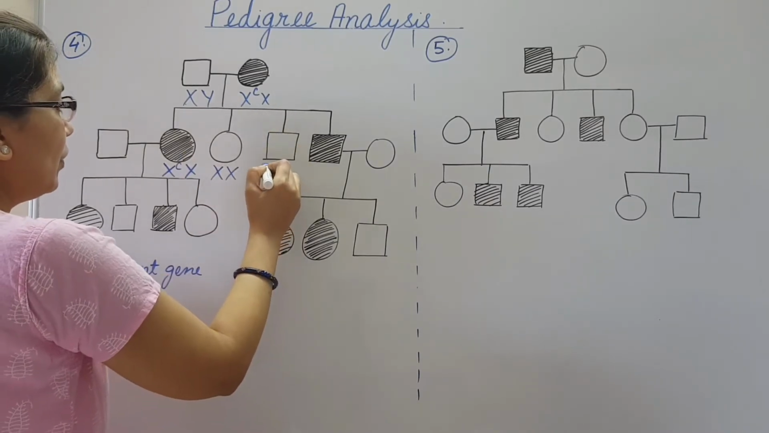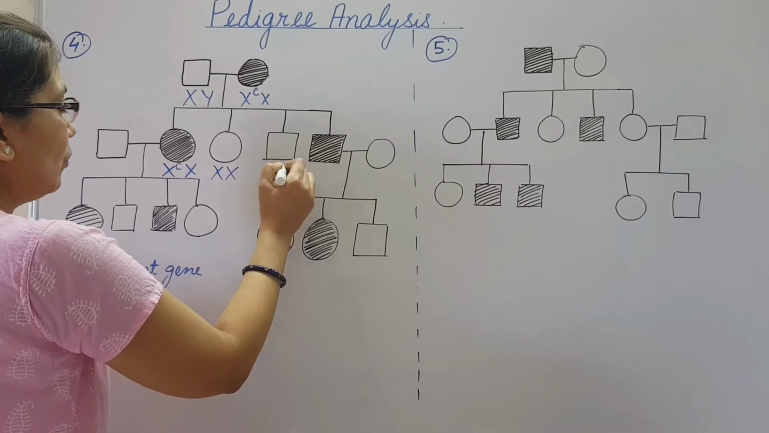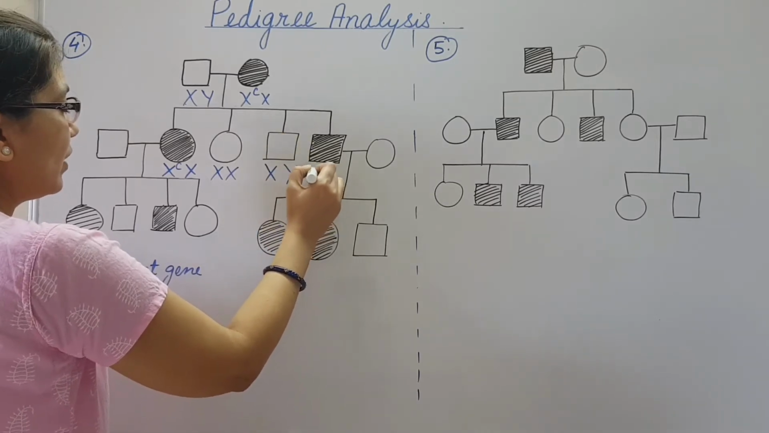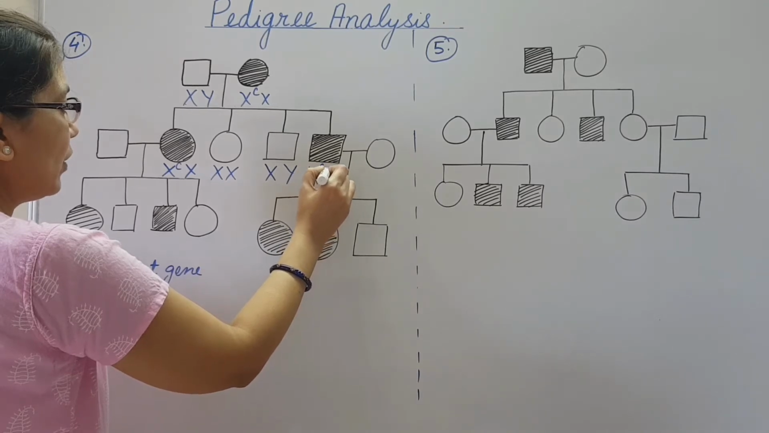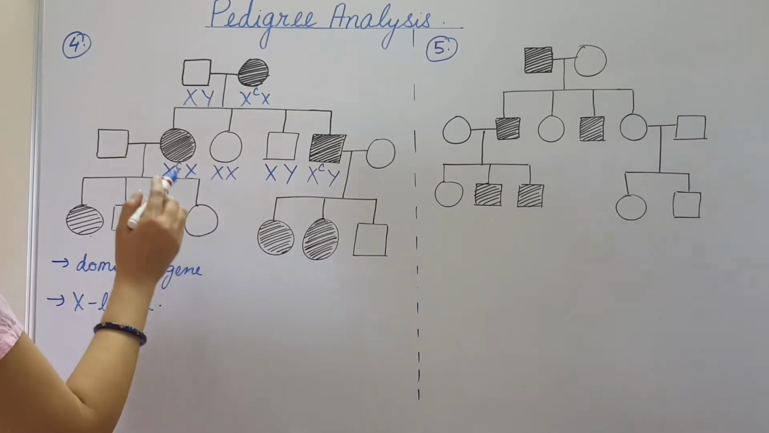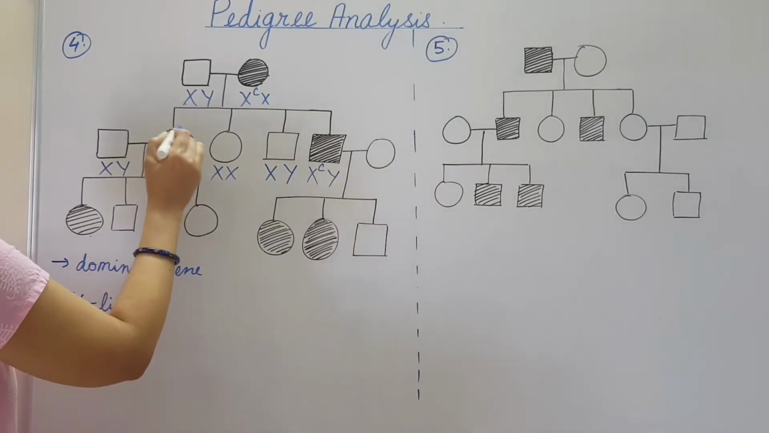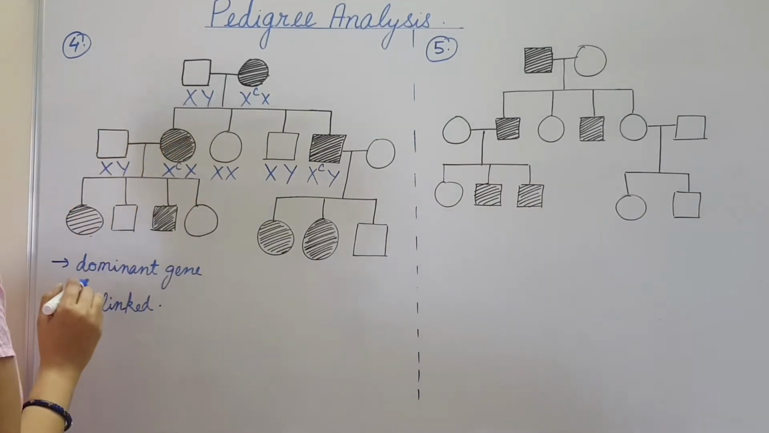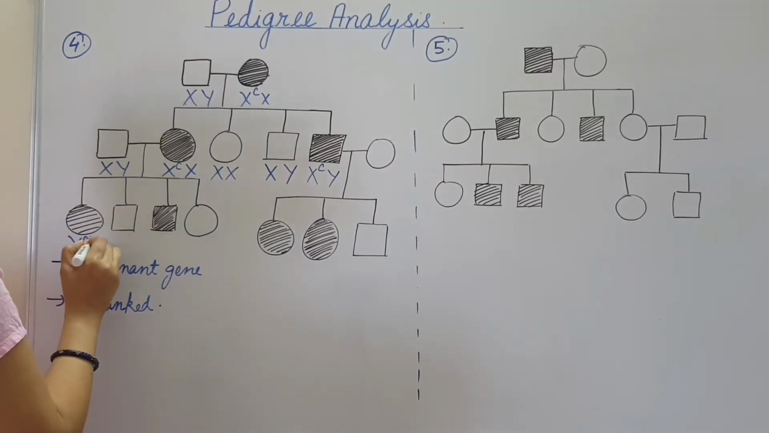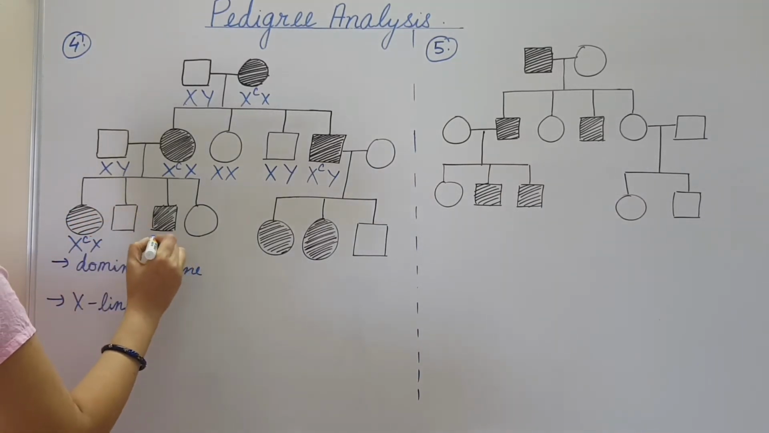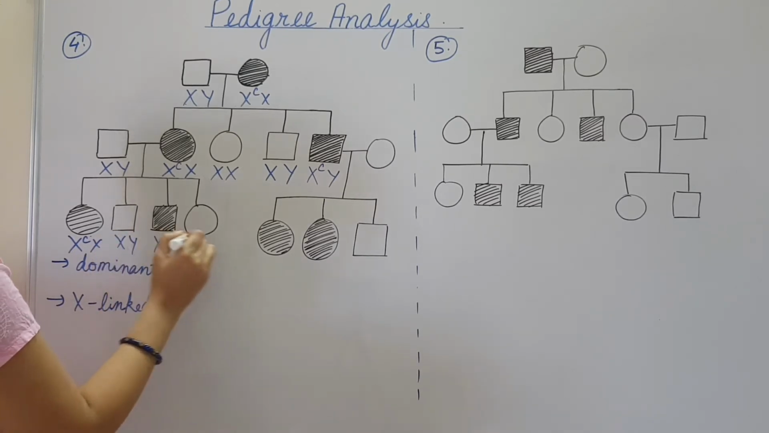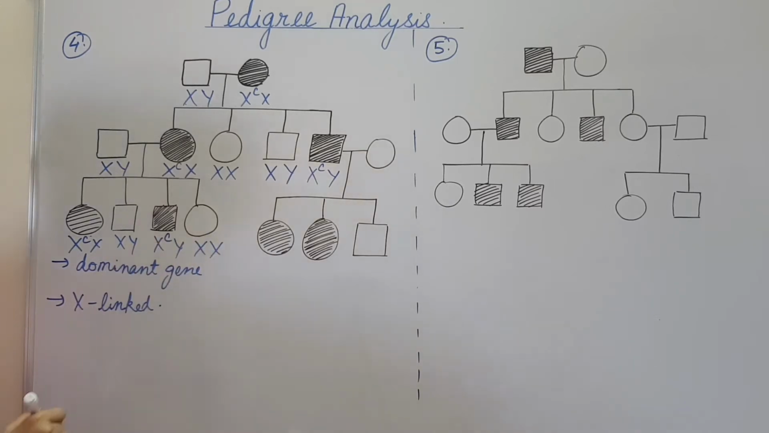Son receives one of the X chromosomes and the Y chromosome, it is unaffected, and the other receives the X chromosome containing the dominant allele and the Y chromosome from the father, so it is affected. Now this affected female mates with an unaffected male. Similarly, one of the daughters and one of the sons is affected, the other son and daughter are unaffected.